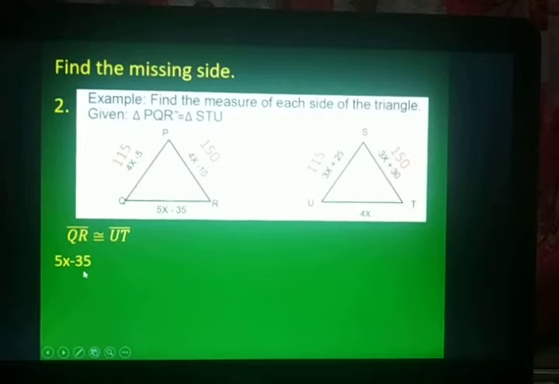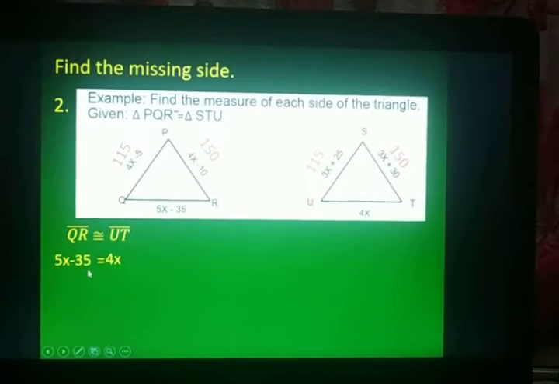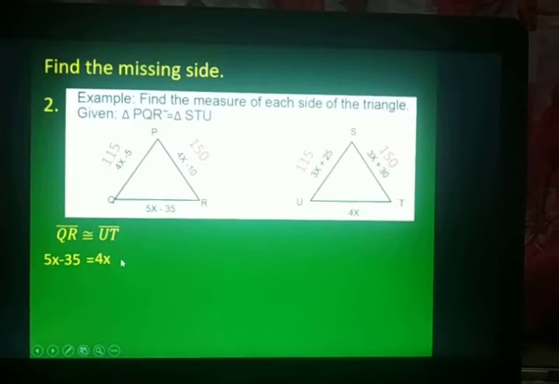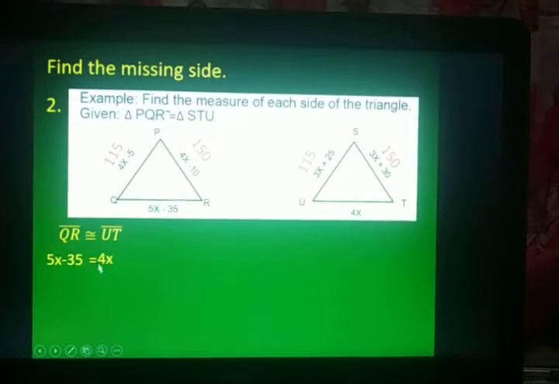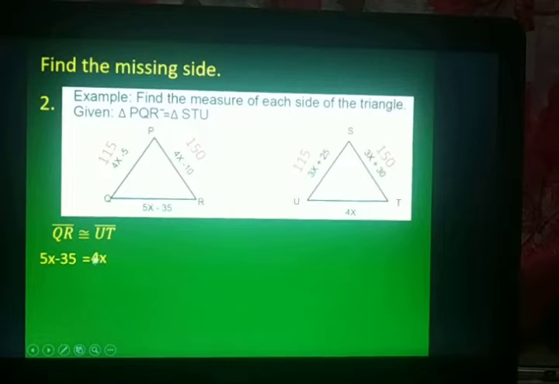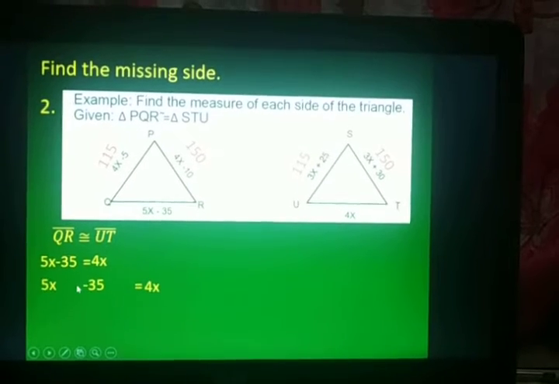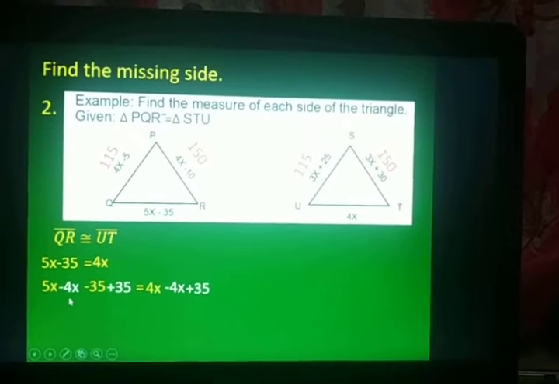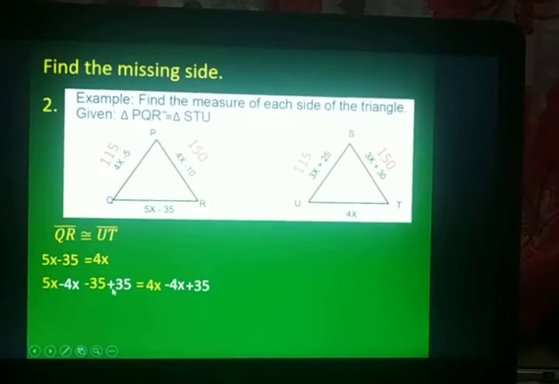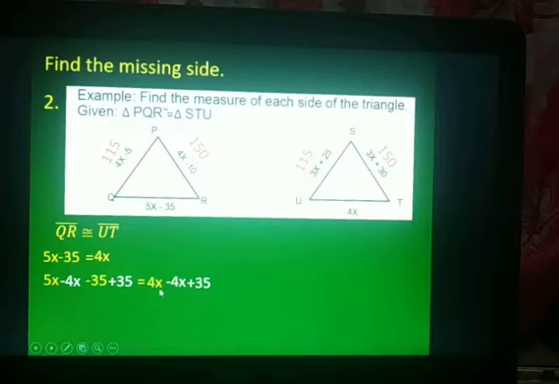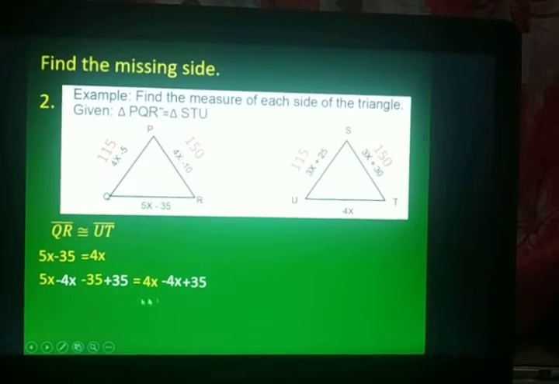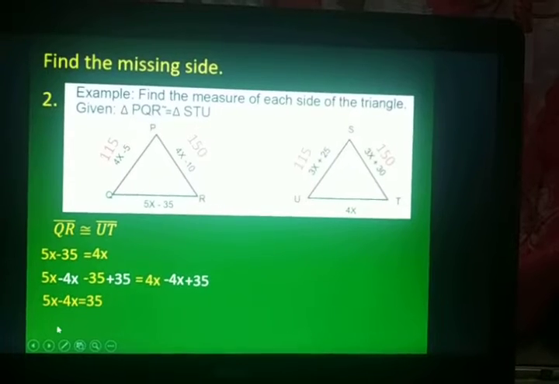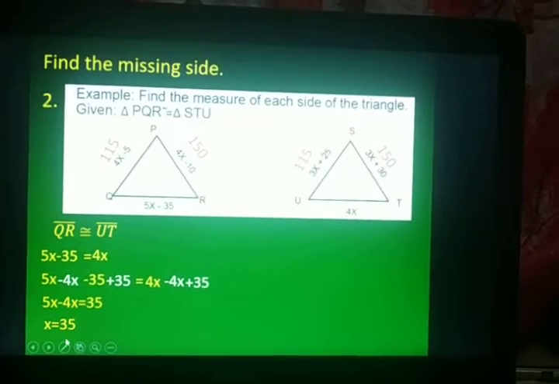So, 5x minus 35 equals 4x. Now, we wanted negative 35 to be on the right side. So, we add positive 35 to both sides. And negative 4x to both sides. Copy, negative 4x and positive 35. 5x minus 4x. Then, negative 35 plus 35 becomes 0. 4x minus 4x becomes 0. 35 remains. So, 5x minus 4x equals 35. 5x minus 4x is x equals 35.